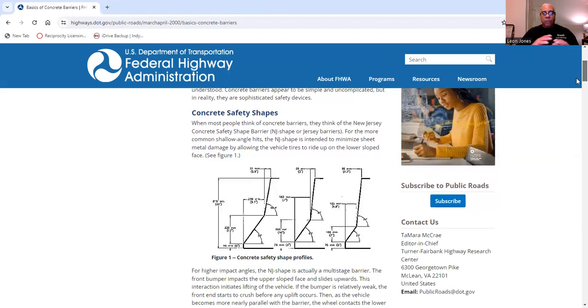Now, for more common shallow angle hits, the NJ shape is intended to minimize sheet metal damage by allowing the vehicle tires to ride up on a lower slope face. Again, the shape is intended to minimize sheet metal damage by allowing the vehicle tires to ride up on the lower slope face. Also something you need to know: a lot of bridges have something similar to Jersey barriers, known as parapets. And this is what the shapes look like. They're curved.